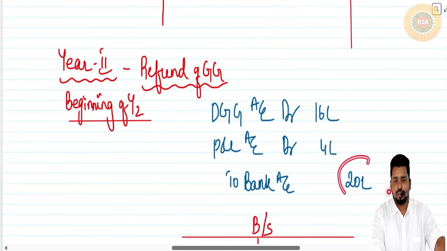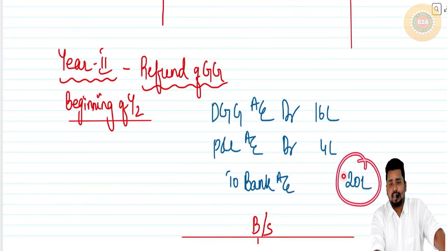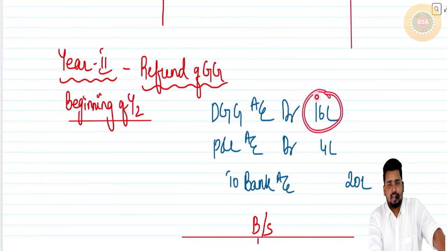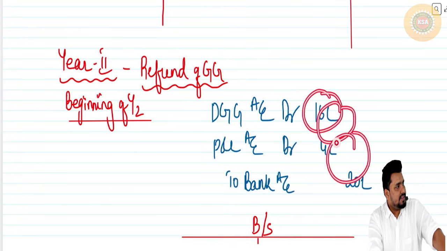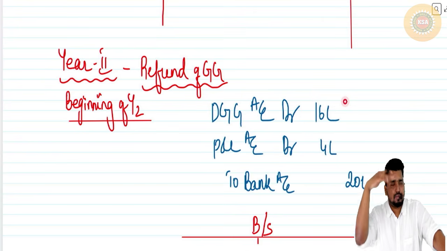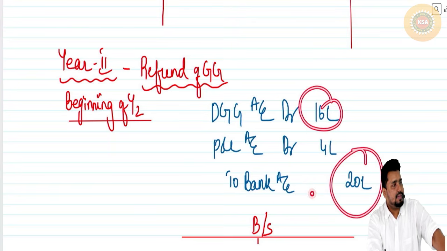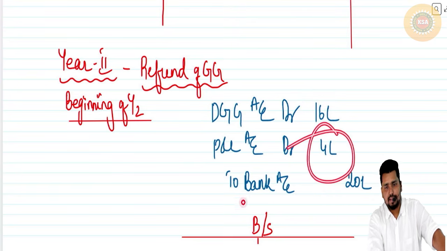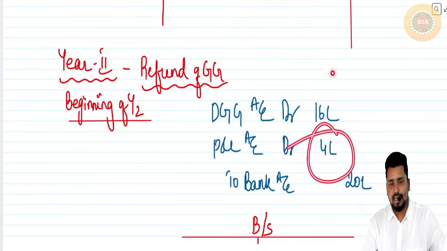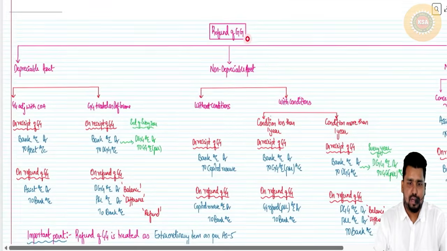Repeat: bank should be credited with the amount of refund. Whatever is the balance in DGG, you write it, and the difference should be taken to P&L, because that is what we would have earned, recognized as income in P&L. Clear? So repeat: DGG should be debited with the balance of DGG, bank should be credited with the amount we paid, and the difference should be taken to P&L. Therefore, refund of government grant.